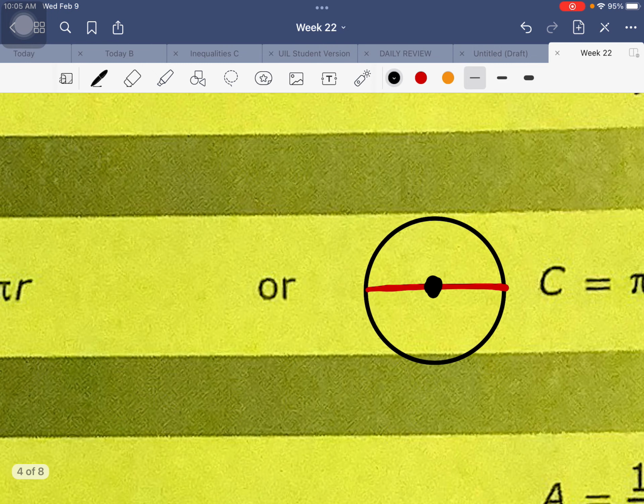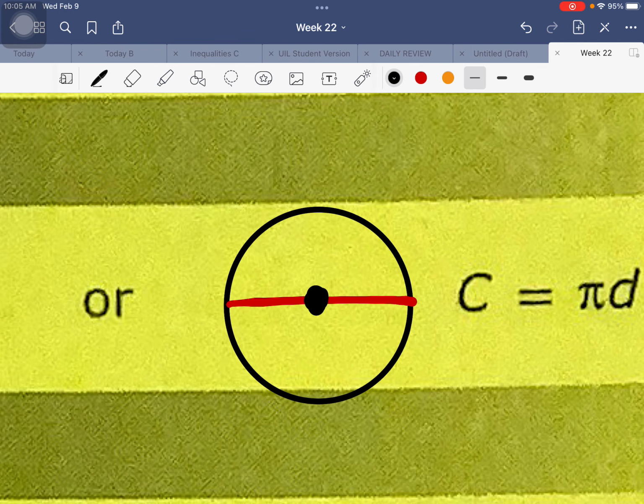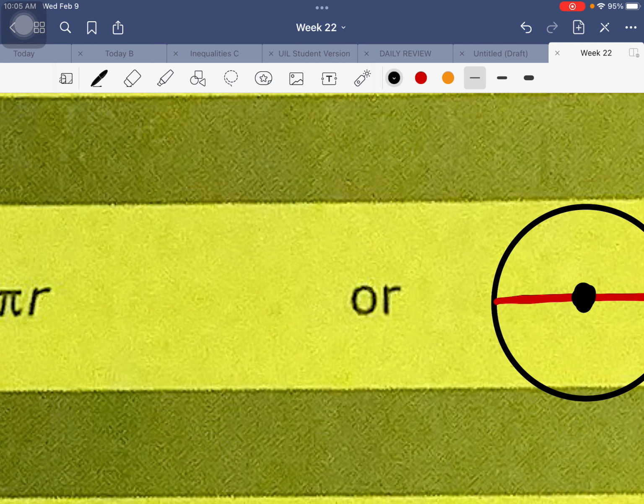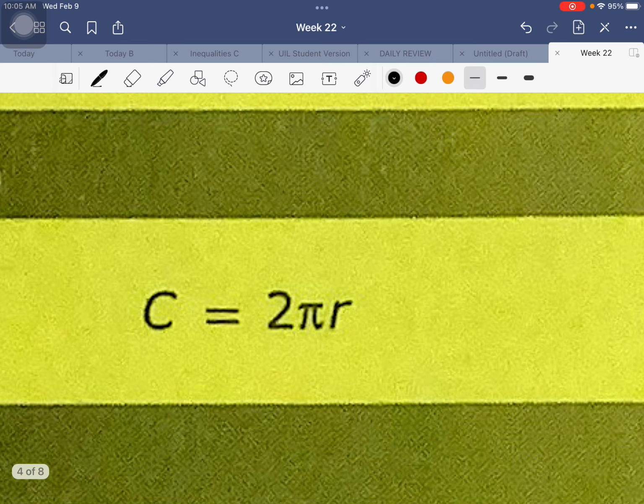But what if they give you radius? What's radius, guys? Do you remember what radius is? Oh, half of the diameter. Half of the diameter. That's why the formula is 2 times r times diameter. Because the diameter is 2 times the r.